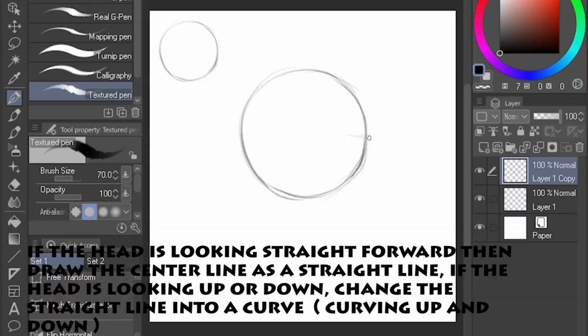Second step, draw a center line to divide this circle into halves. Now it's time for the vertical center line, but since it is a 3/4 view, it's gonna follow the roundness of the circle and also follow the perspective.